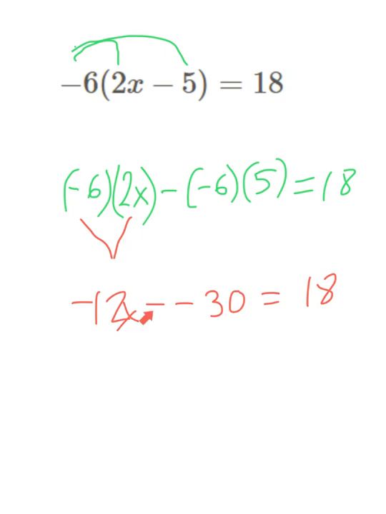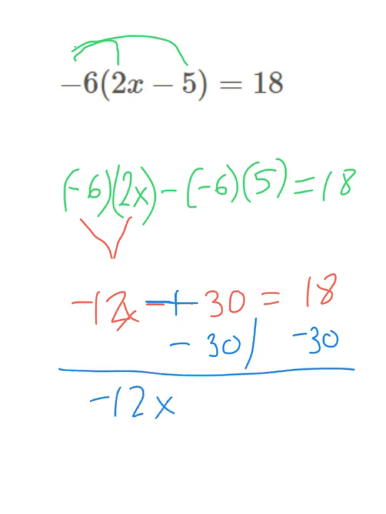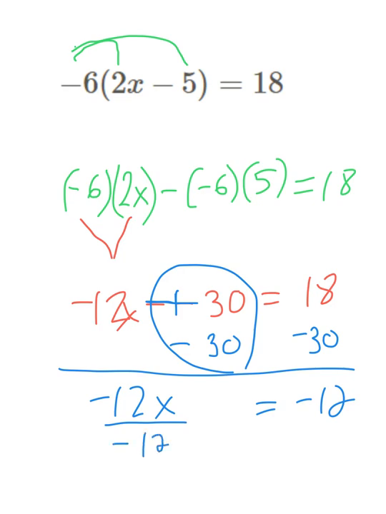Aha! This right here. I have negative 12x minus a negative 30 equals 18. I strongly recommend, and I've mentioned this before, that you change subtracting a negative number to adding. So this problem becomes negative 12x plus 30 equals 18. Now the opposite of adding 30 is to take away 30. And I get negative 12x, this much is 0, equals negative 12. Divide both sides by negative 12. And I get x equals 1.